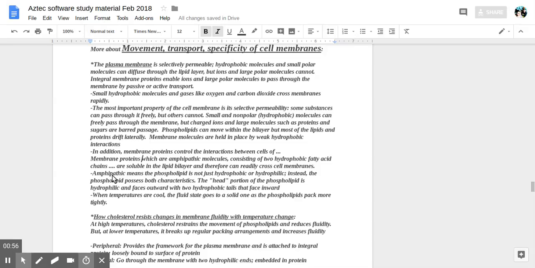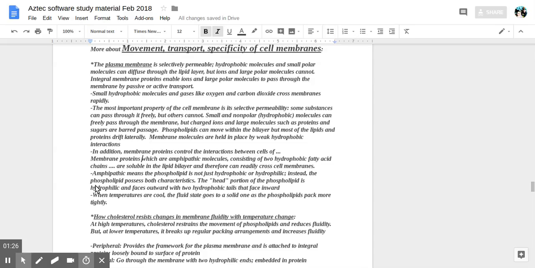Okay, read what amphipathic means. Amphipathic. I hope that's spelled right. Amphipathic means the phospholipid is not just hydrophobic or hydrophilic.